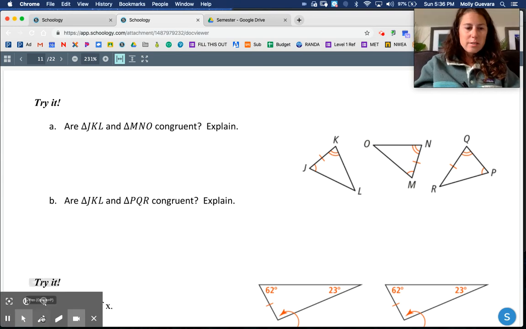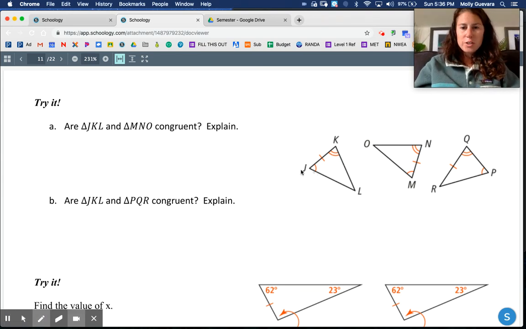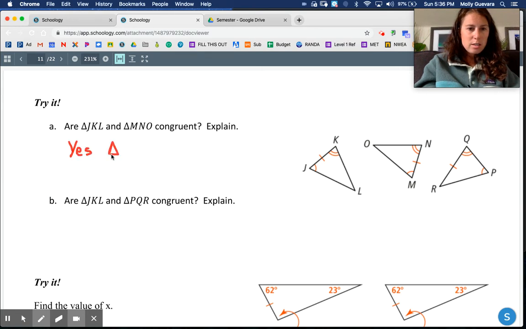Okay, so let's give this a shot. If I look just at these first two, in JKL, I have angle, side, angle. And in MNO, I also have angle, side, angle. So yes, these two are the same. So yes, triangle JKL is congruent to triangle MNO by angle, side, angle.